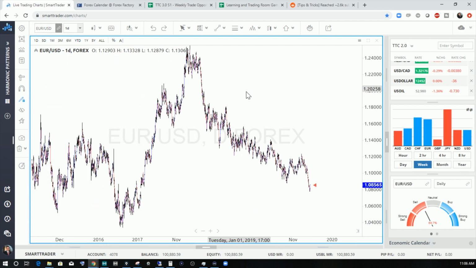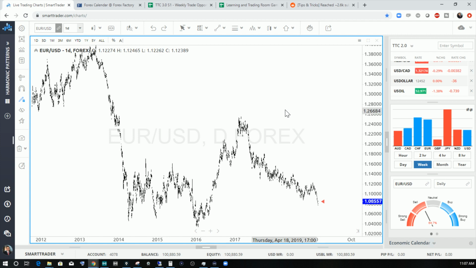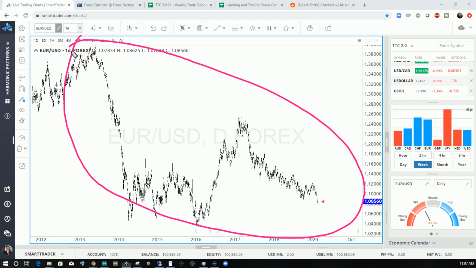I'm going to compress the charts, firstly. I'm not really interested in this. I'm not interested in the bigger picture as much. I'm more interested in seeing how the market's been working its way in this trend right here. This is where my focus is.